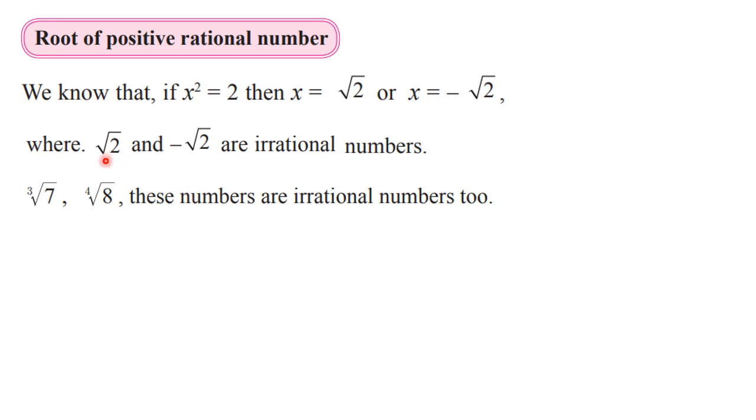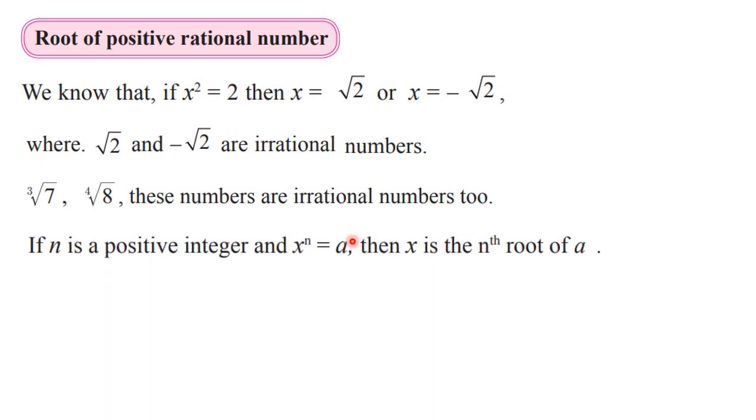So these numbers root 2, minus root 2, cube root of 7, 4th root of 8, all these are irrational numbers. Okay. So here in general now if we want to write, so how to write it? So if n is a positive integer, like here you have 7 and 8. So in general we have taken the letter n. So n is a positive integer and then x raised to n is equal to a.